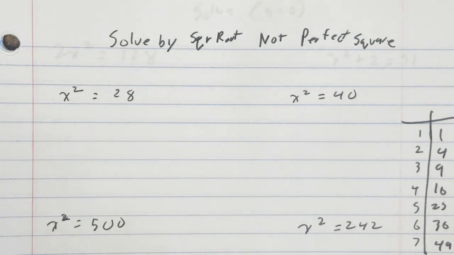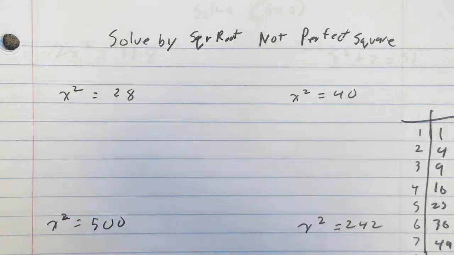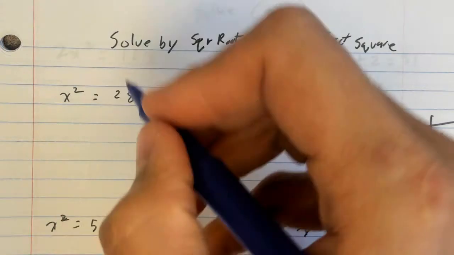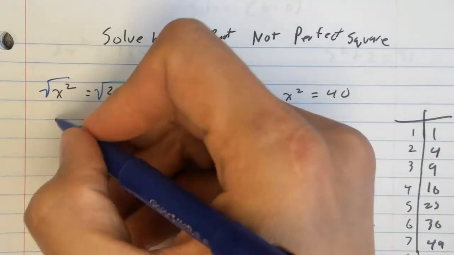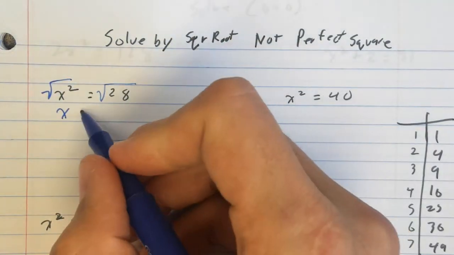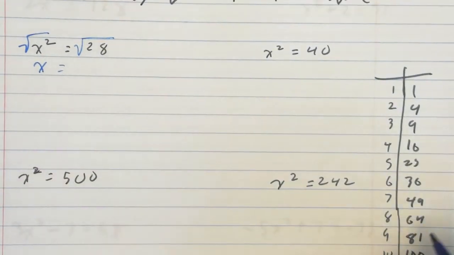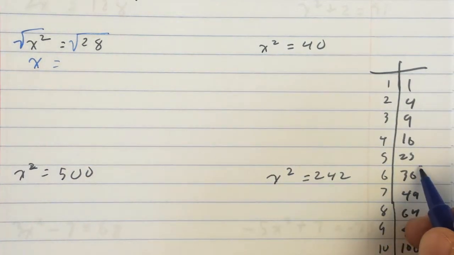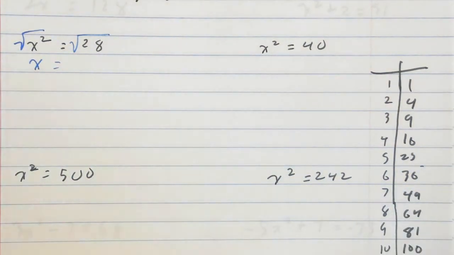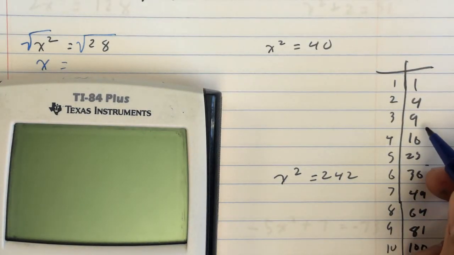Okay, now we're going to solve when we do not have perfect squares. So we have x squared by itself on the left side, square root of both sides, this is x. 28 does not have a perfect square. 28 would be somewhere in that area right here on my chart, and I can pull my calculator out and divide. 25 won't go into it, 16 won't go into it, 9 won't go into it.